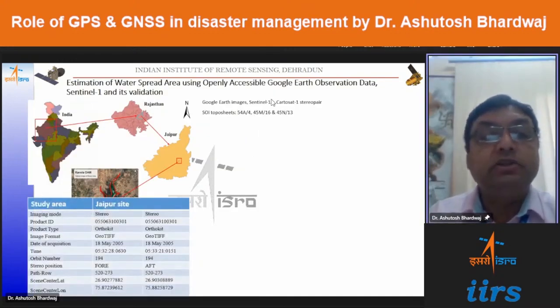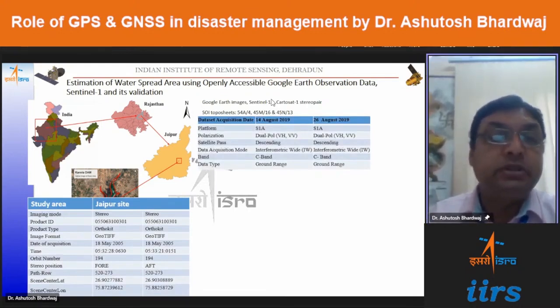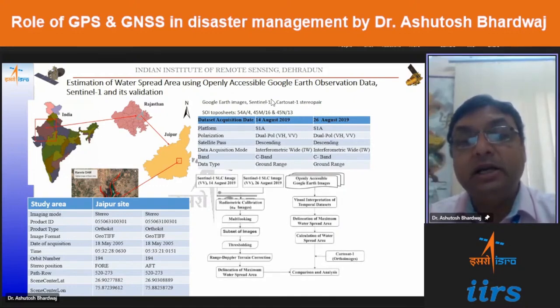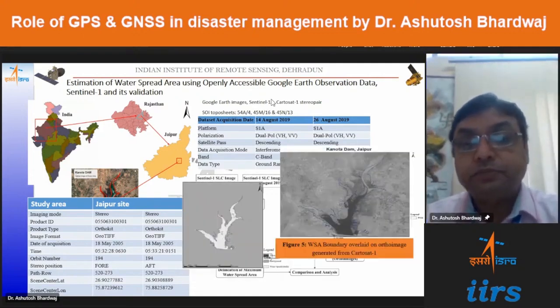The open source datasets can also be utilized. So this was a simple application where the Kanata Dam datasets were used, optical datasets, Google Earth multiple images, and the SAR dataset from the Sentinel was used for mapping of the inundated area.